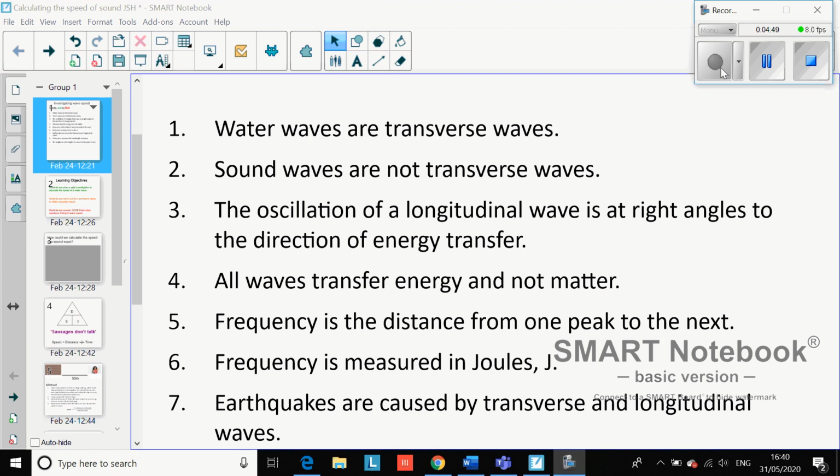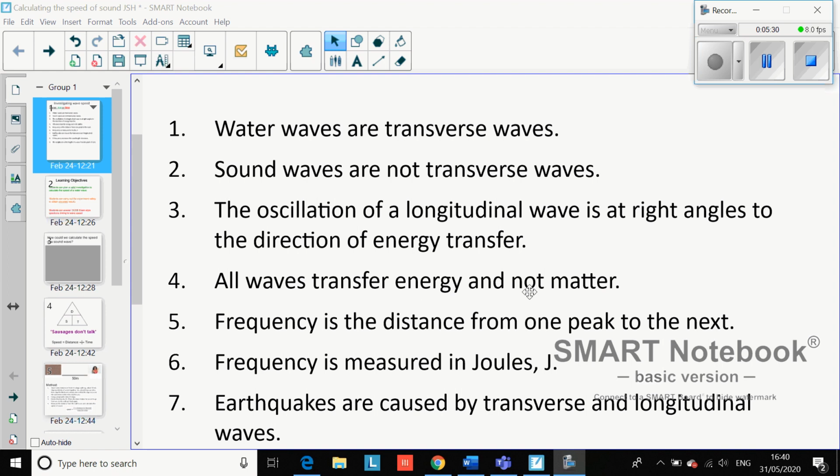Okay, so here come the answers. Water waves are transverse. That is true. Water waves oscillate up and down would be your reason. Sound waves are not transverse waves. That is true. They are longitudinal waves. Sound waves travel as longitudinal waves would be your answer. The oscillation of a longitudinal wave is at right angles to the direction of energy transfer. That is false. Transverse waves are at right angles. Longitudinal waves are parallel to the direction of energy transfer. So that would be your reason to put in.